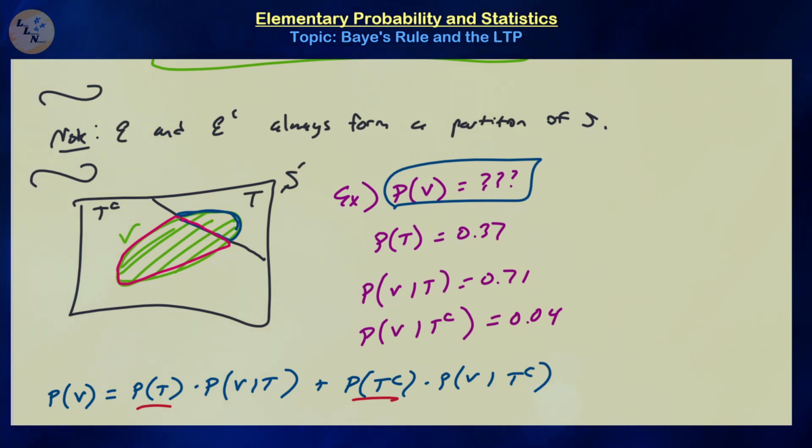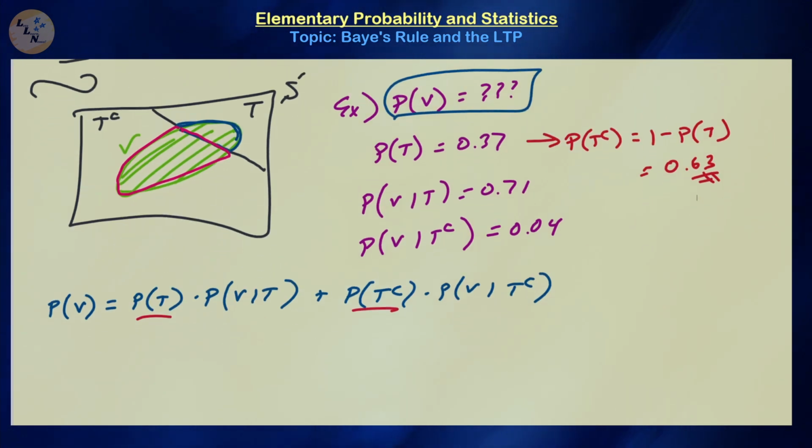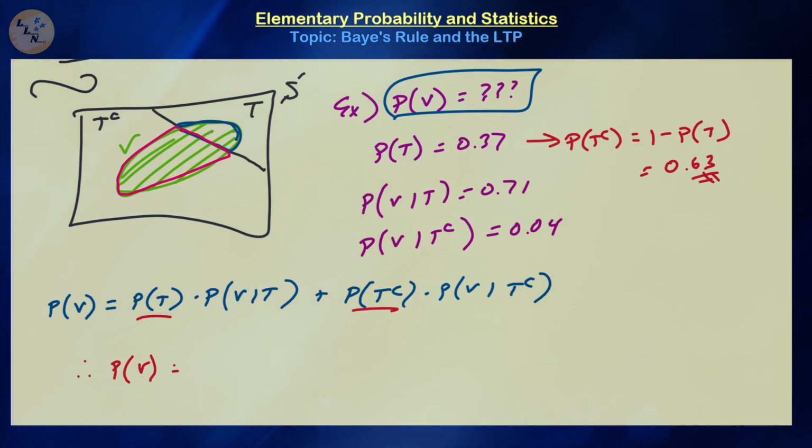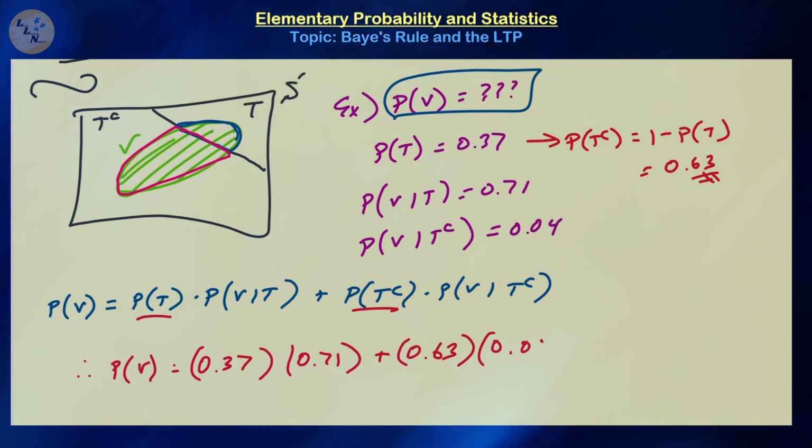But we don't have the probability of T complement, but we can easily find that, because the probability of T complement is equal to 1 minus the probability of T. So it's 1 minus 0.37, which is equal to 0.63. So that's the probability of not testing positive. Now that we have all of the pieces of our puzzle, what do we have? The probability of actually having the virus is equal to 0.37 times the probability of V given T, which is 0.71, plus 0.63 times 0.04.